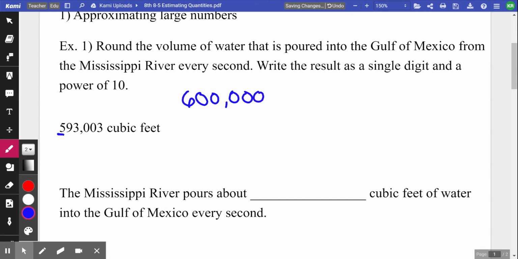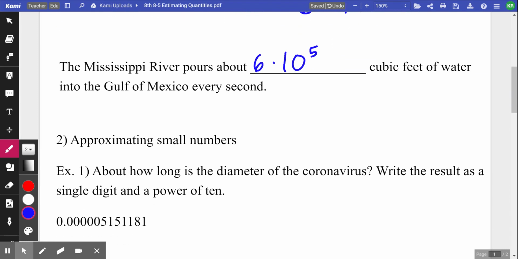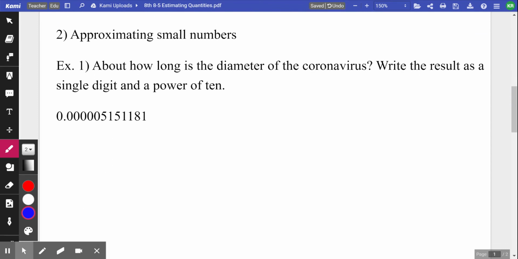And then what we're going to do is take that number and separate out the first digit, 6. And what would that value be? It would be 6 times, kind of like expanded form, 6 times 100,000. And then we're going to write that 100,000 as a power of 10. So this would be 6 times 10 to the 5th power. So the Mississippi River pours about 6 times 10 to the 5th cubic feet of water into the Gulf of Mexico every second.